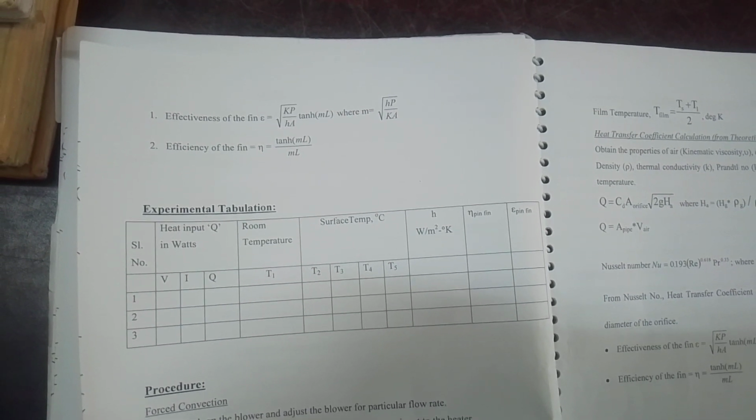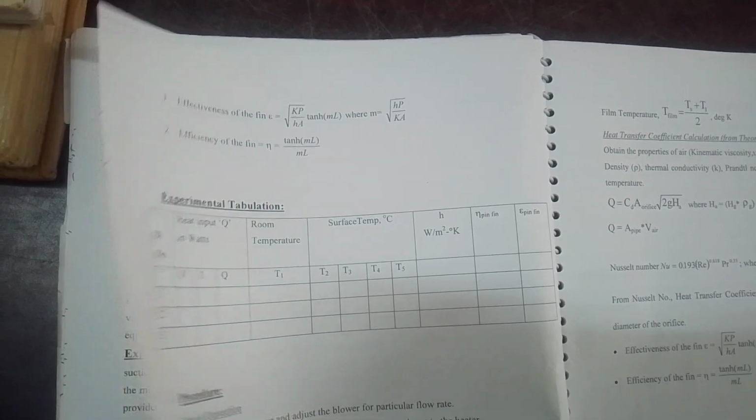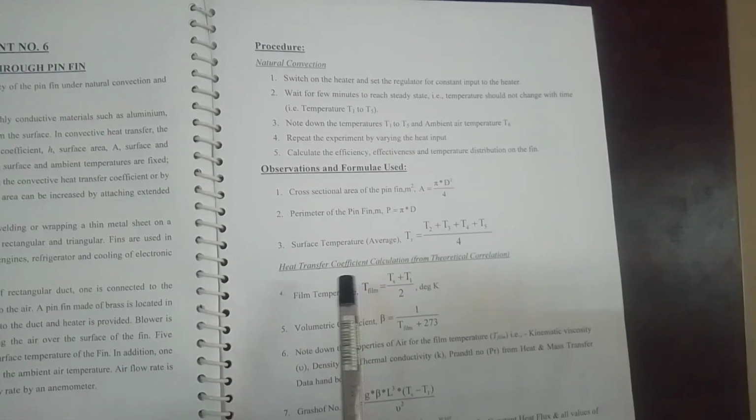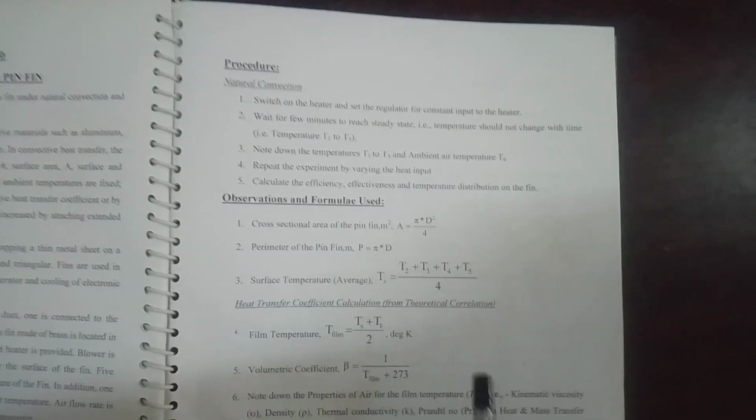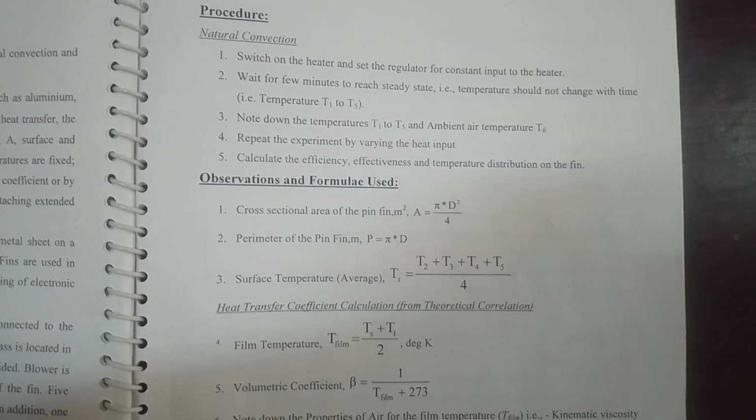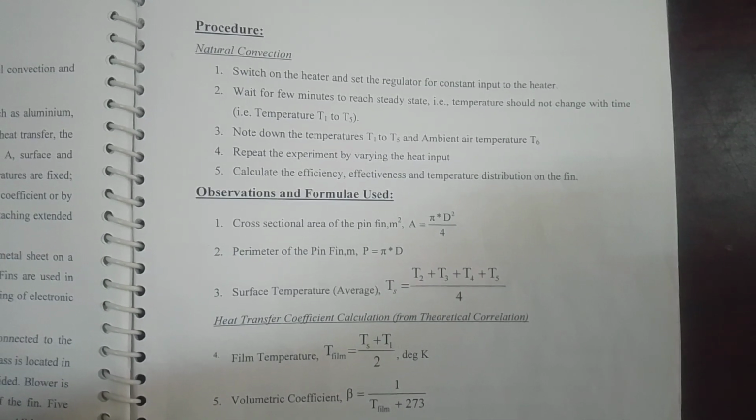To find those things, we will now go through how the calculations need to be carried out. Here we need to find the cross section area of the pin fin. Here you know the value of D, that is the diameter of the pin fin, which is given.